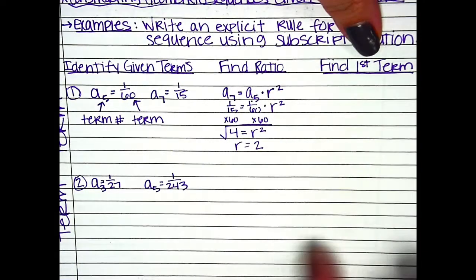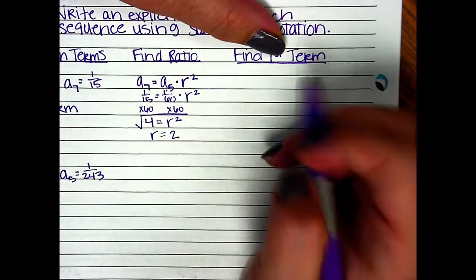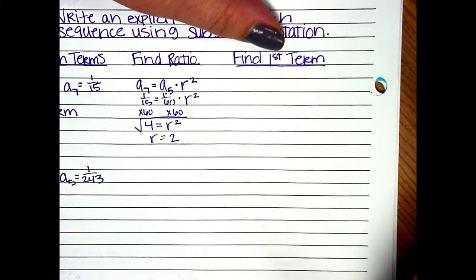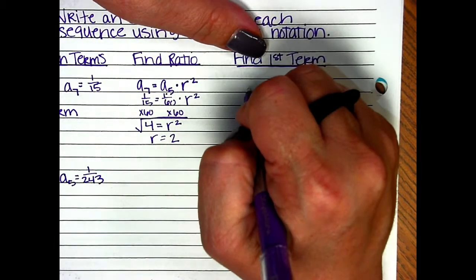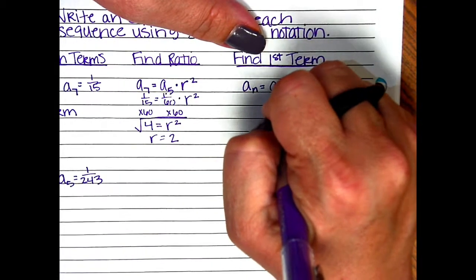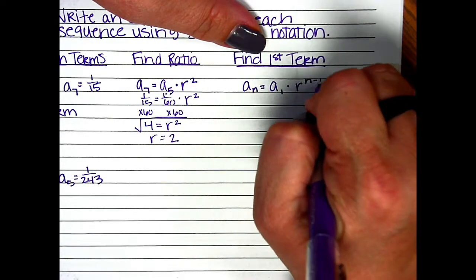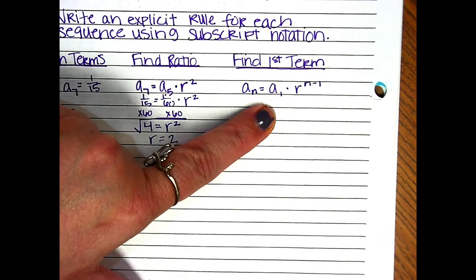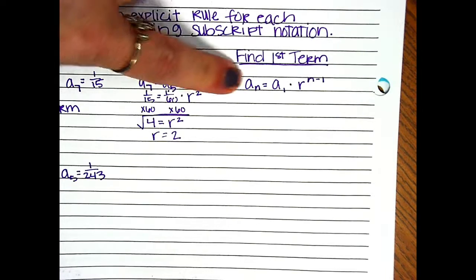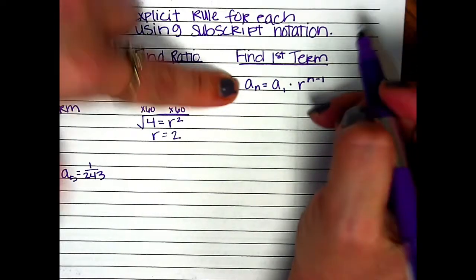Okay, the last thing we have to do is find the first term. To find the first term, we're actually going to use the explicit formula to get it. So this would be a sub n equals a sub 1 times r to the n minus 1. This is the same thing as the f of n and f of 1. We're just using subscript now. The reason for the a, I don't know. It's just what they use.